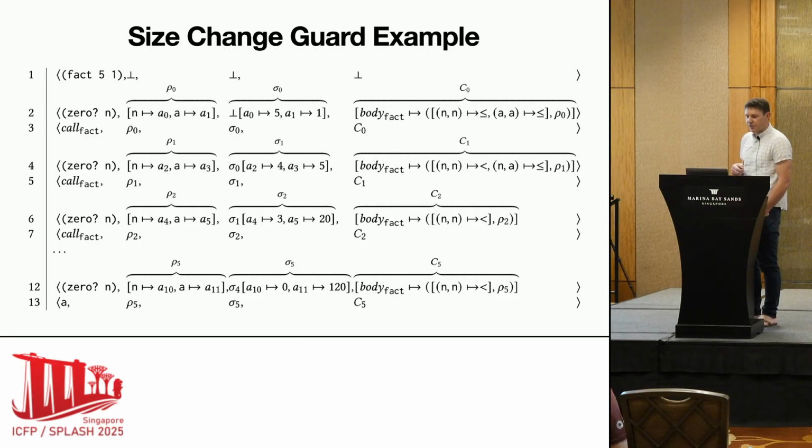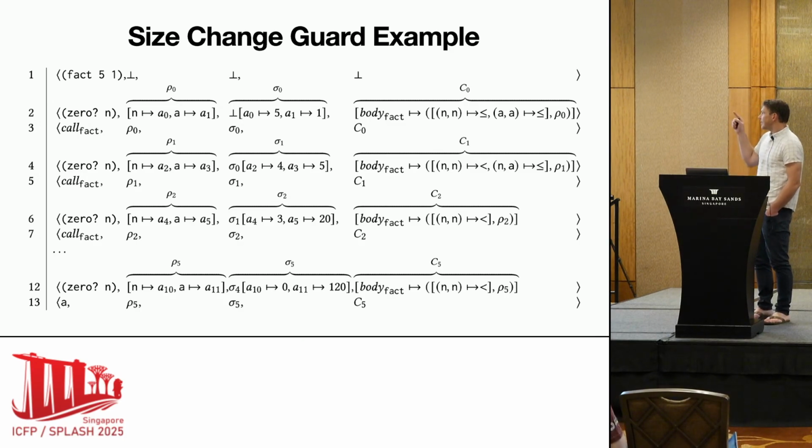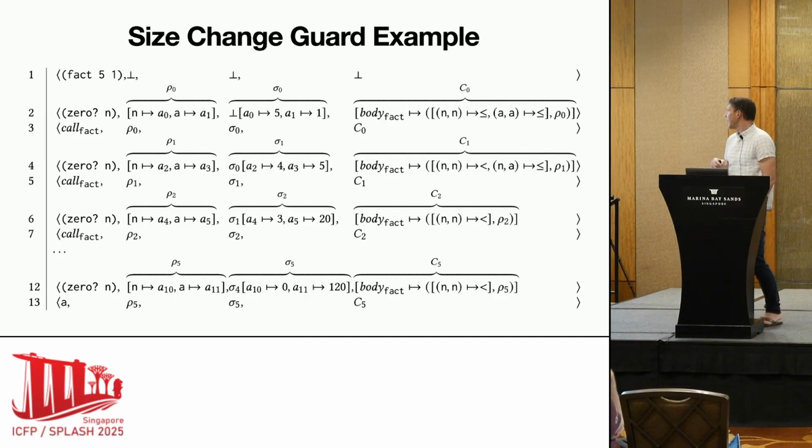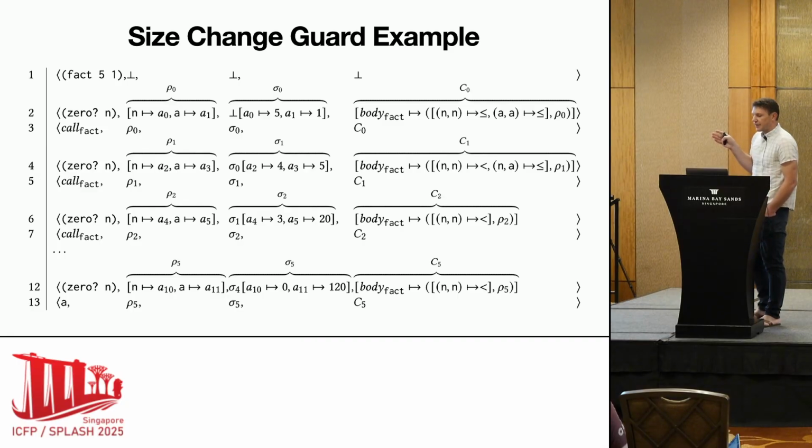I won't go through this example in excruciating detail, but on the right, the first time that factorial is entered, the entry point of factorial is mapped to the unit size change graph, and then on every recursive call, we compose the current size change graph with whatever the difference is. The effect is that this slide, even though it shows a hybrid analysis, is showing just concrete interpretation. So the size change call guard is able to maintain concrete interpretation on this program.